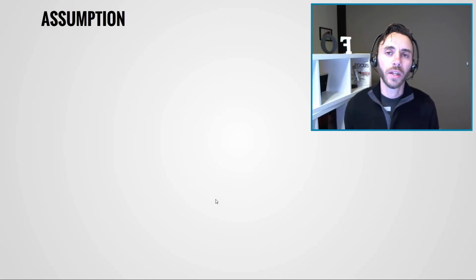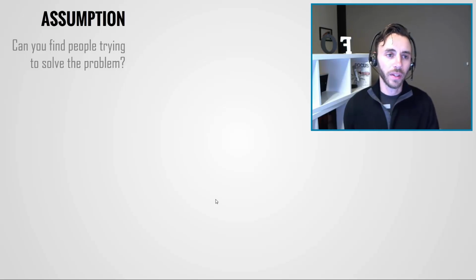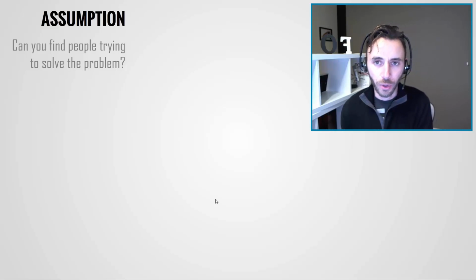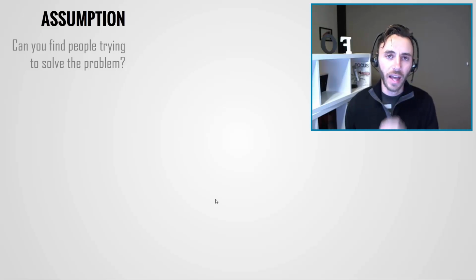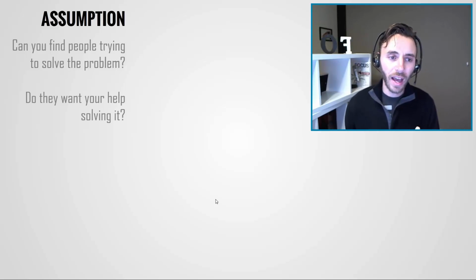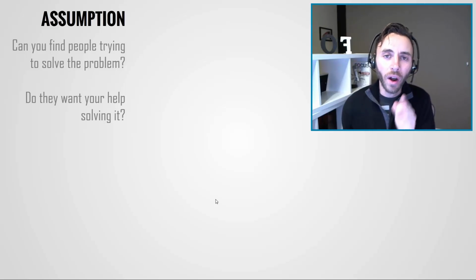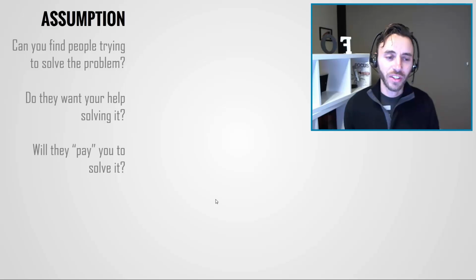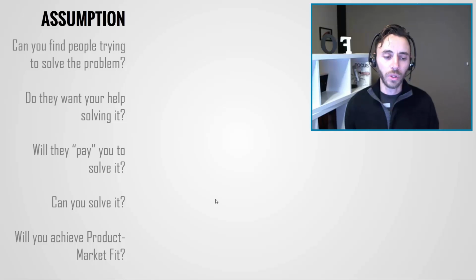All right, so your assumptions go in riskiness order, starting with, can you find people who are already trying to solve the problem that your product wants to solve? That's your riskiest assumption. After that, your riskiest assumption is, do they want your help solving it? After that is, will they pay you to solve it? Not will they pay someone else, but will they pay you to solve it? And then, can you solve it? So can you solve it comes fourth. And finally, once you solve it, will you achieve product market fit?